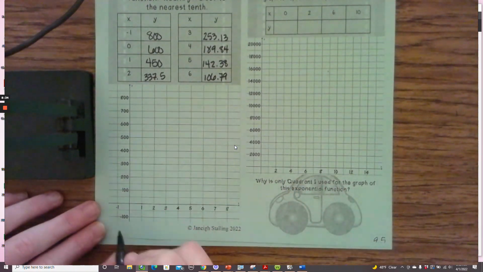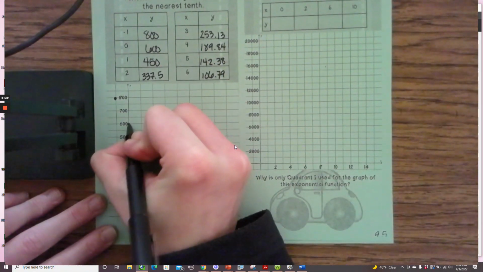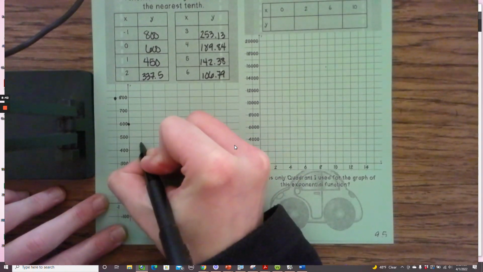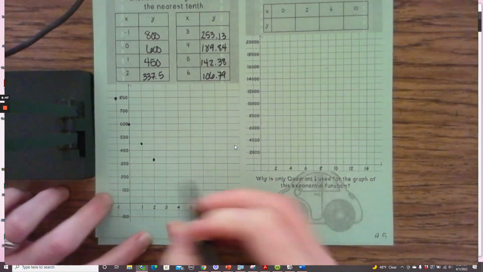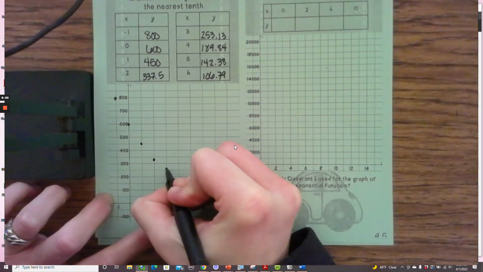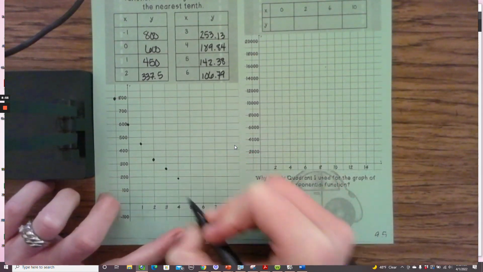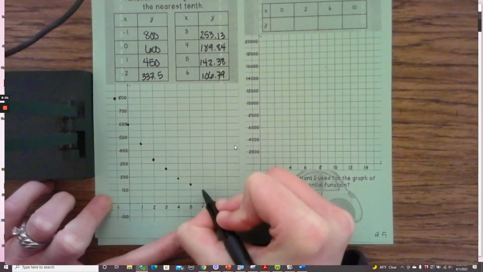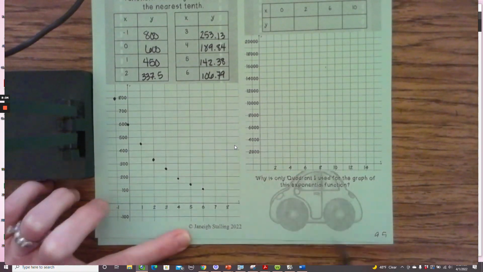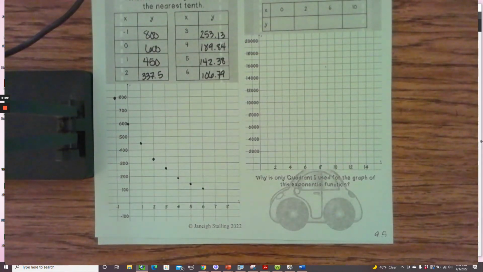So negative 1 is 800, 0 is 600, 1 is 450, 2 is 337.5, 3 is 253, 4 is 189, 5 is 142, and 6 is 106, which is just a little bit above there. And again, when you have such broad of a range in between values, you just kind of have to guesstimate where those points will be, especially with exponential functions.